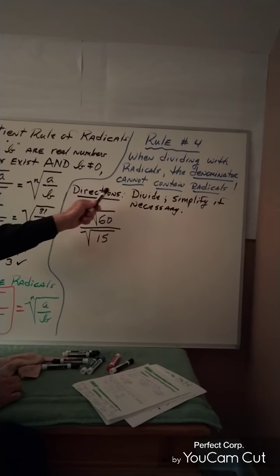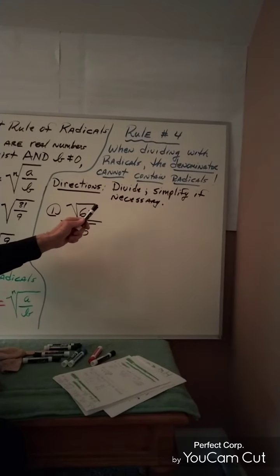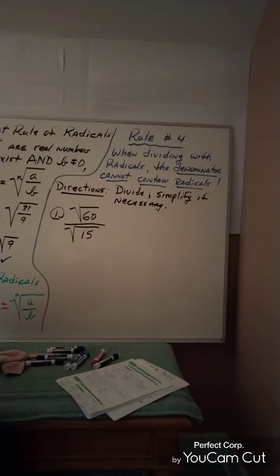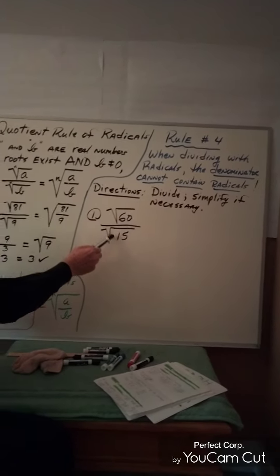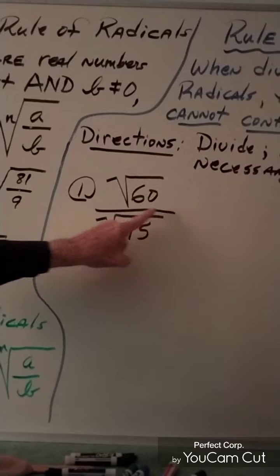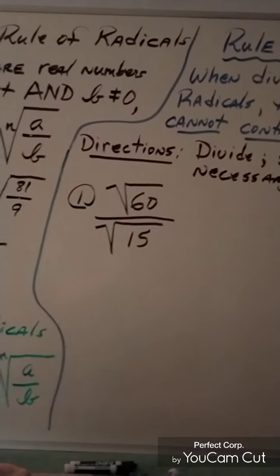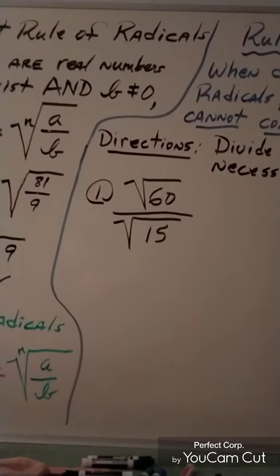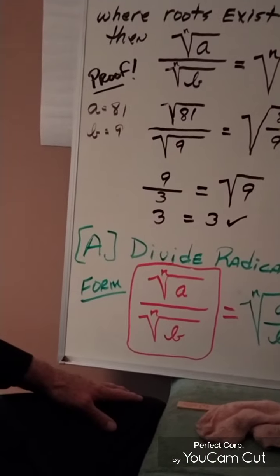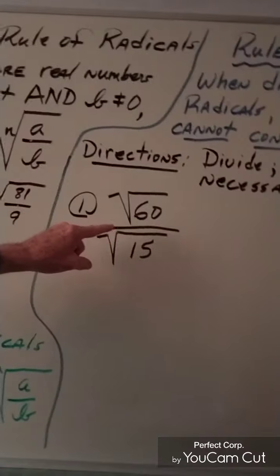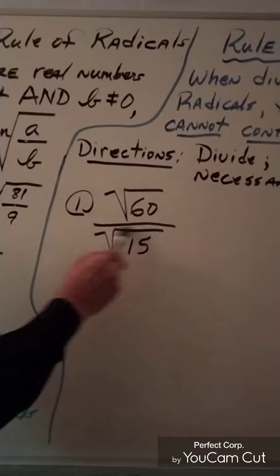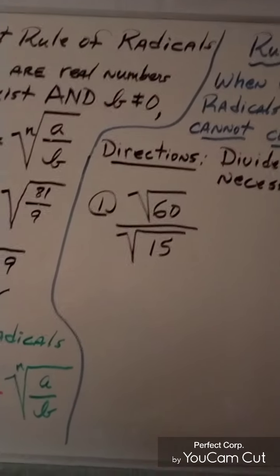Notice the directions say divide and then simplify if necessary. So we look at number 1. The radical of 60 divided by the radical of 15. Number 1, in the red. It's in the red form. Now, the rule says when we're dividing, we cannot have a radical in the denominator.